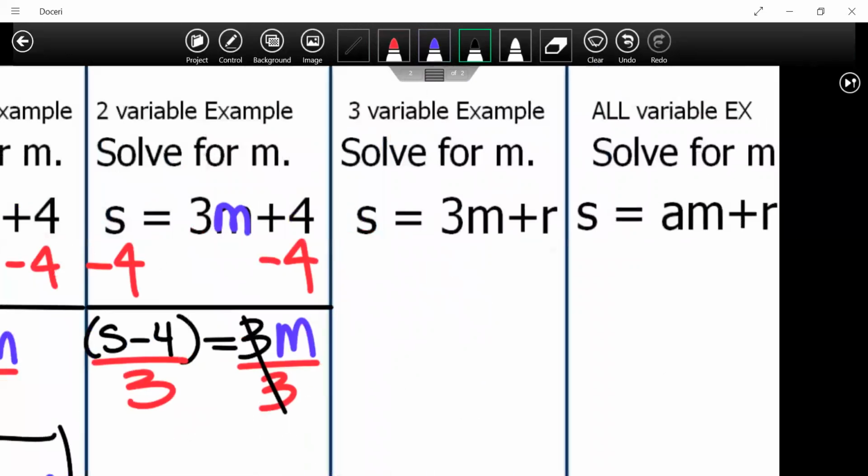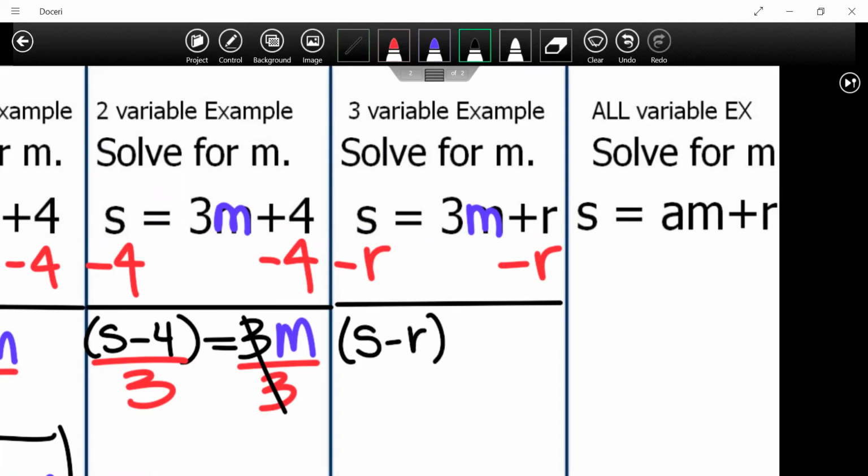Okay, looking at the next one, we have S, M, and R. So this time we have 3 variables with 1 coefficient. So doing the same process, we have to add or subtract out. Subtract out what? R. R is right next to it. It's a whole term, whatever R has to be. Can you subtract R from S? Nope. So we're going to leave it as S minus R is equal to 3m.